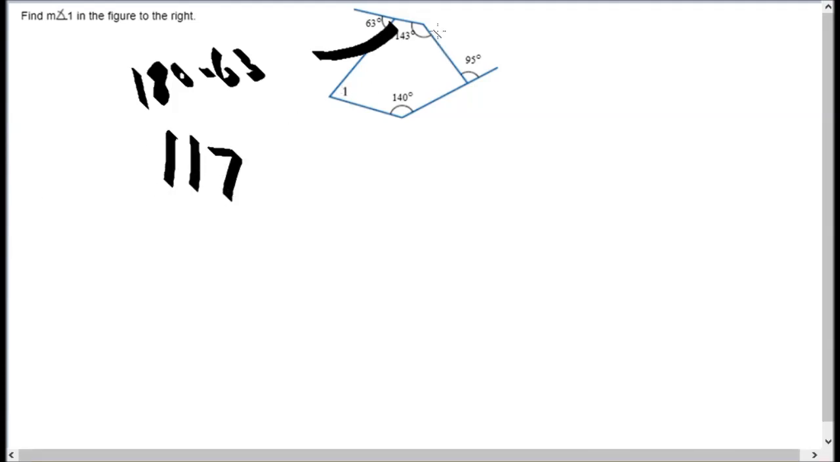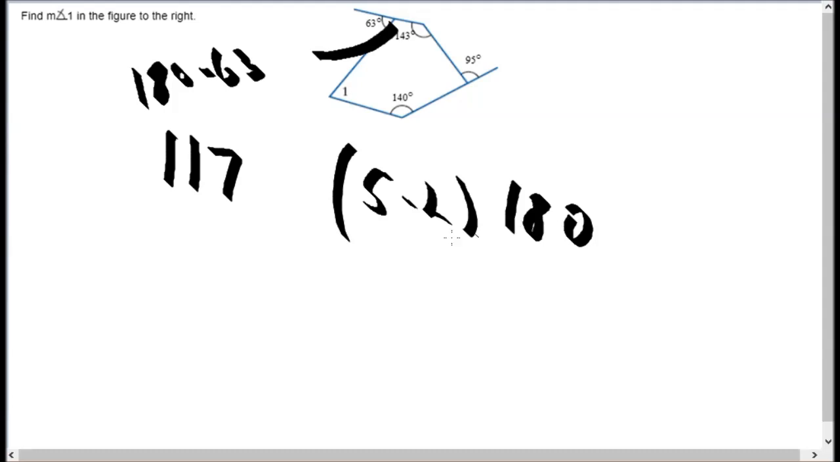Okay, we also have a 5-sided figure, so 5 minus 2 times 180 tells me that the whole thing has to add up to be 540. We also know this angle here has to be 180, so we're looking at 85.